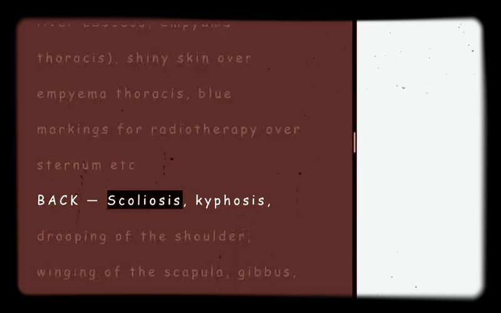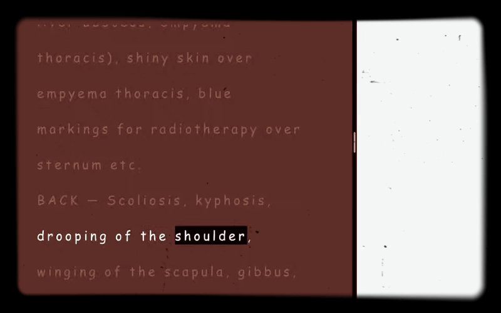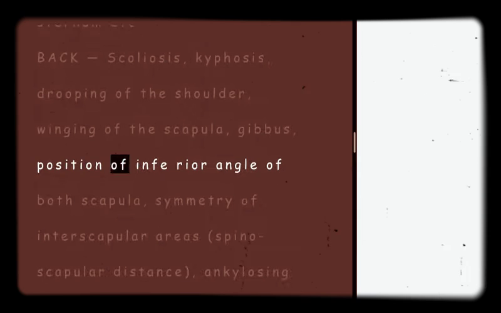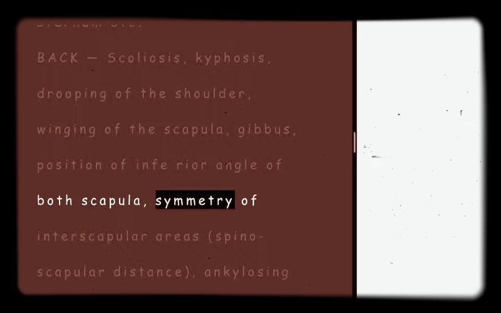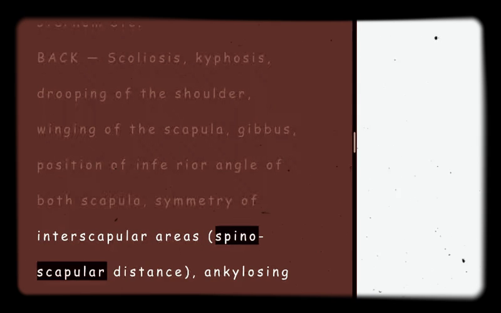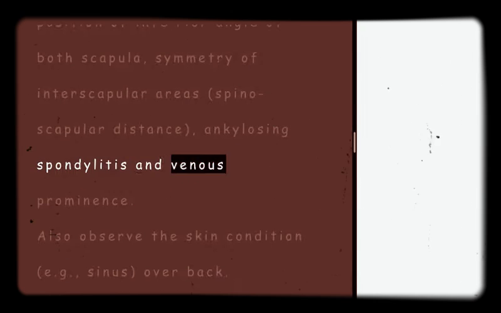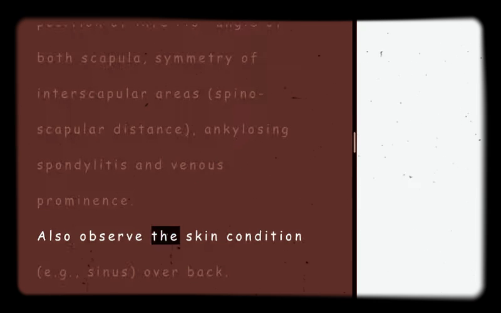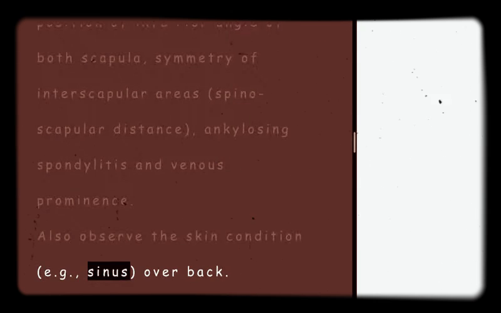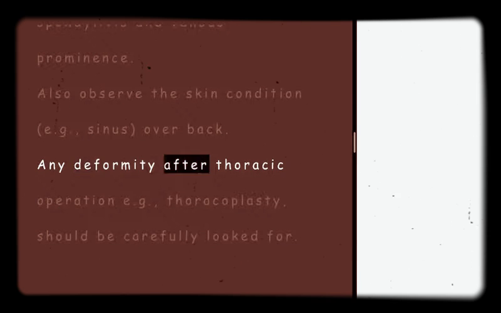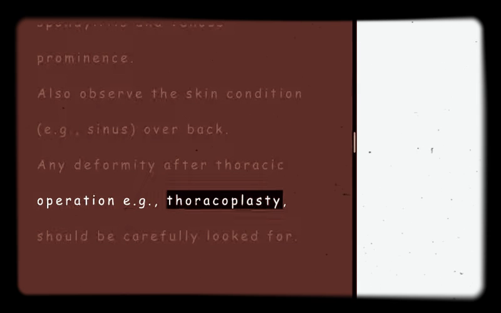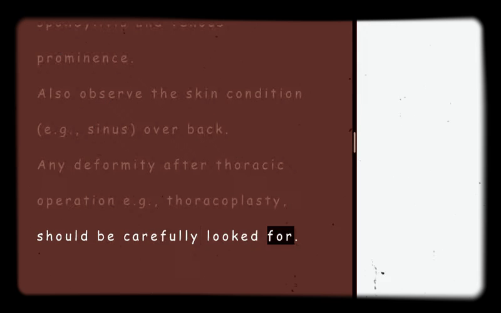Back: scoliosis, kyphosis, drooping of the shoulder, winging of the scapula, gibbus, position of the inferior angle of both scapulae, symmetry of interscapular areas, spinoscapular distance, ankylosing spondylitis, and venous prominence. Also observe the skin condition, for example sinus, over the back. Any deformity after thoracic operation, for example thoracoplasty, should be carefully looked for.